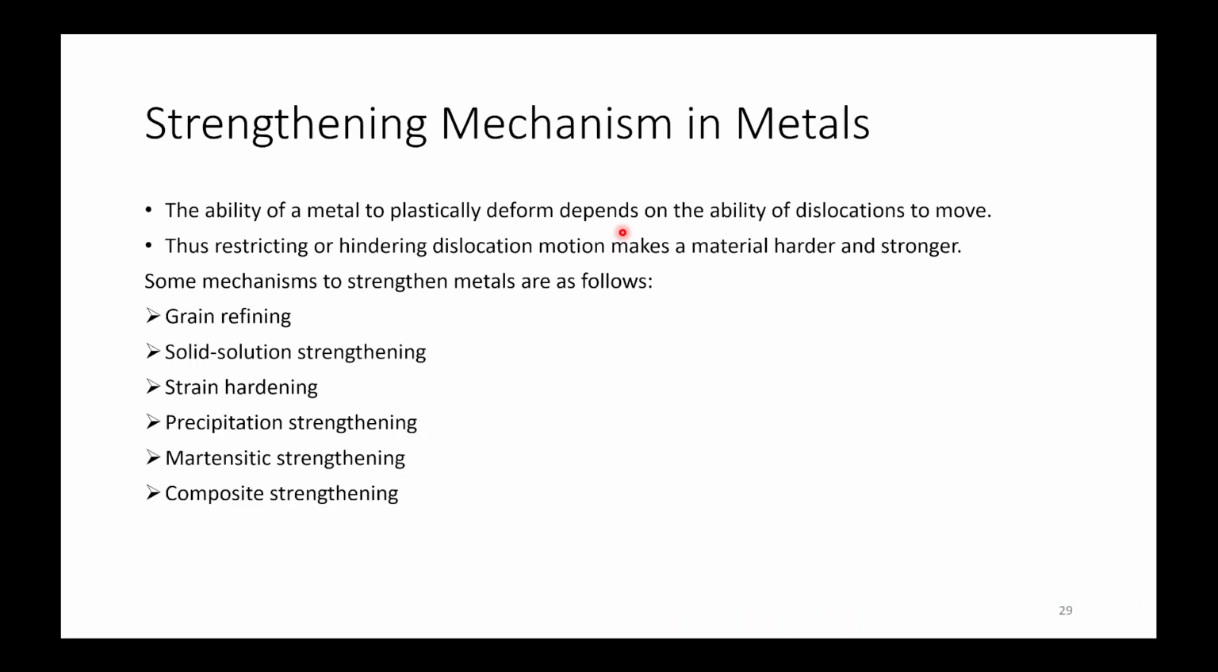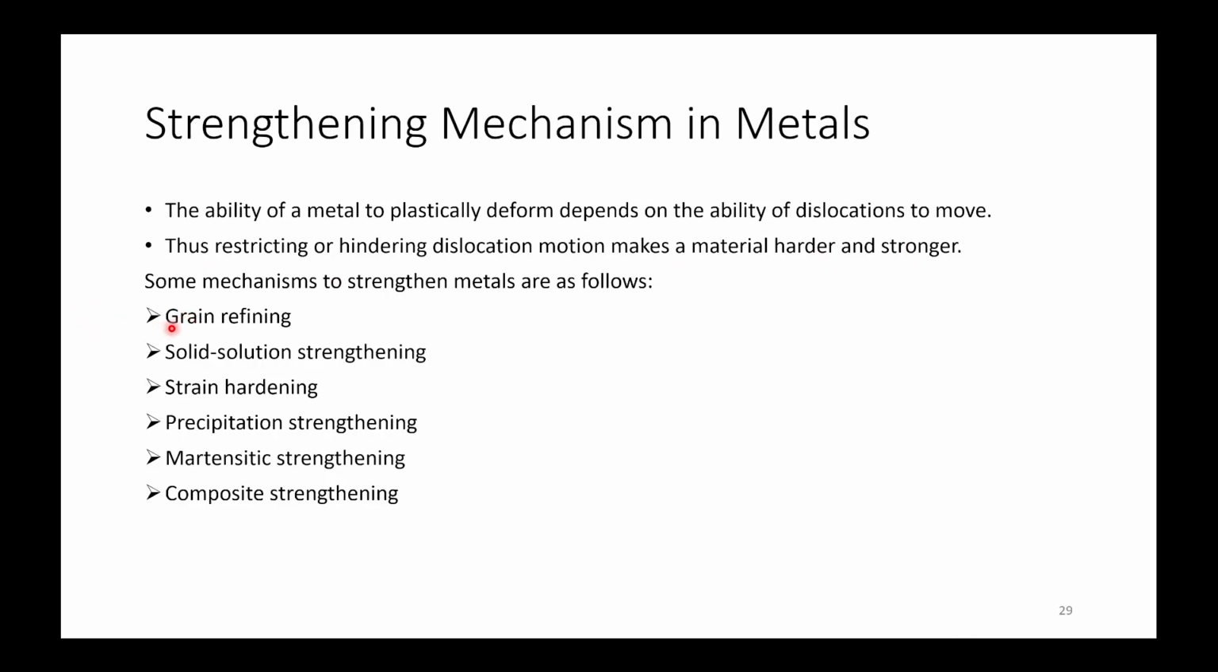Now various questions are asked on strengthening mechanisms in your assignment. So there are various strengthening mechanisms. Here, the ability of a metal to plastically deform depends on the ability of dislocations to move. The dislocation will be moving and forming a slip step. Thus restricting or hindering dislocation motion makes a material harder and stronger. Some mechanisms to strengthen metals are as follows.